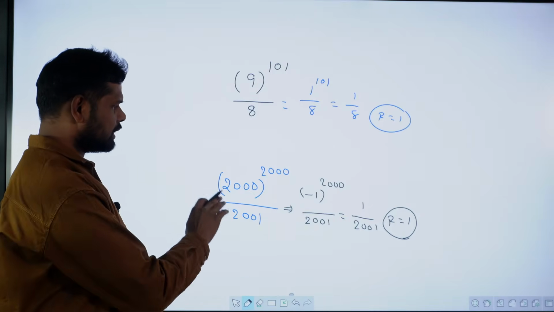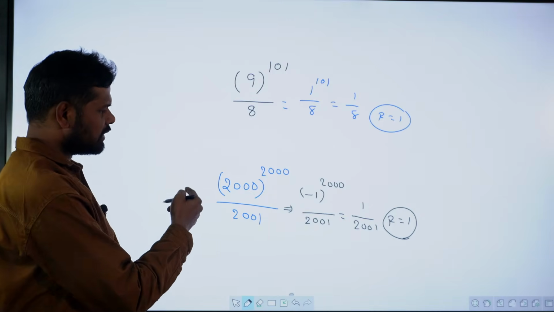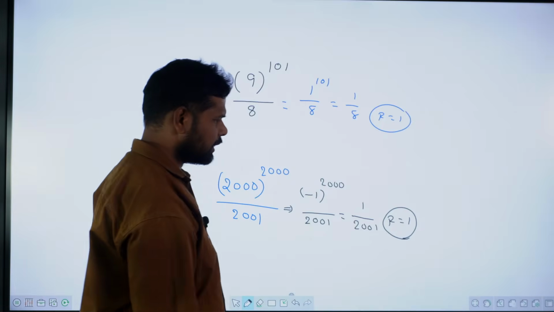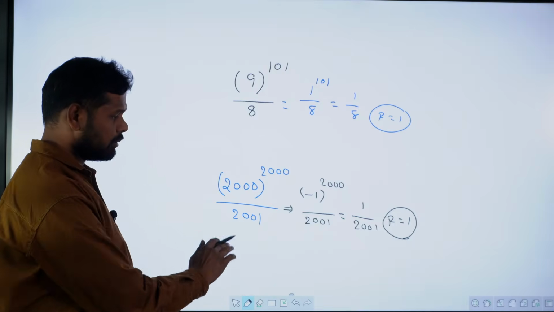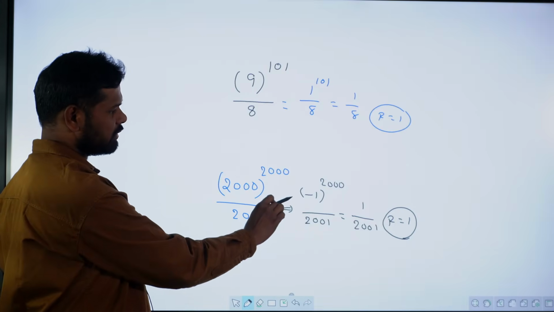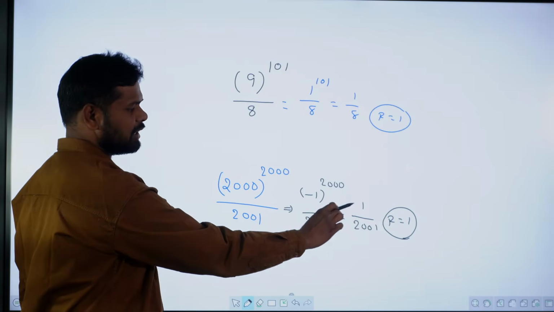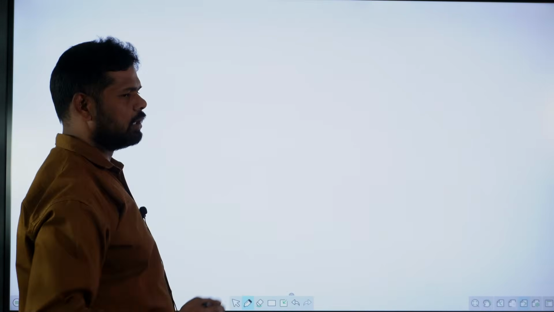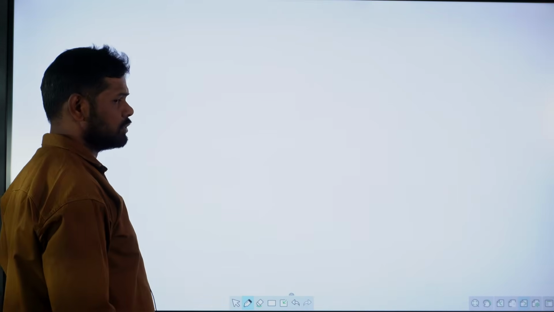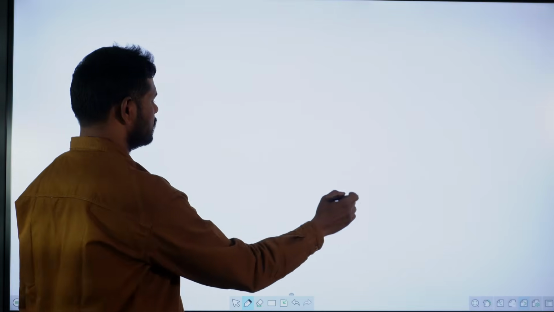Right. No second thought. Just based on the observation of the question, we give the answer immediately. 2000 whole power 2000 divided by 2001: 2001 once 2001, minus 1 is the remainder, and then minus 1 power even is plus 1. So after practicing some questions, there is no need to use a pen also. Orally we can answer all types of questions, right? That is also possible.